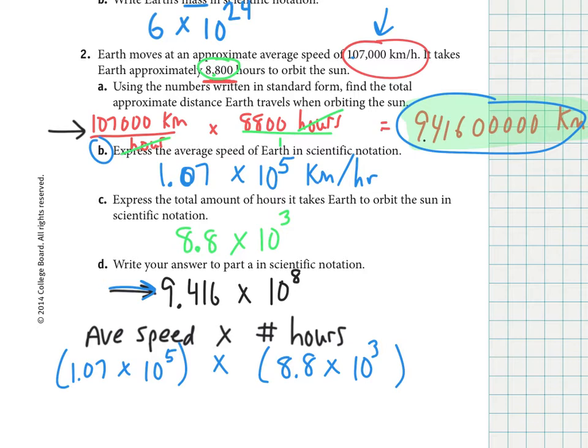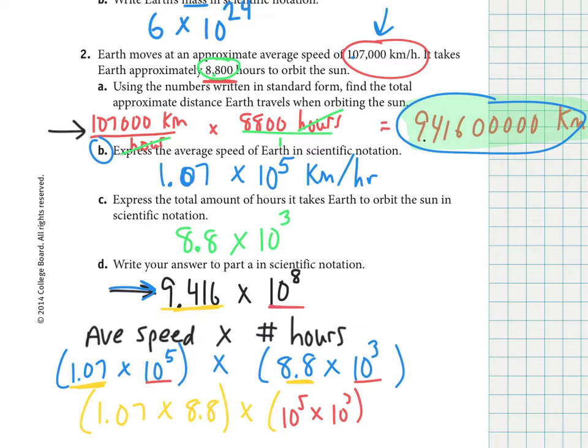So what I want you guys to take a look at, if we were to multiply the 1.07 times 8.8, that would actually equal the 9.416. And if we were to multiply the 10 to the 5th times 10 to the 3rd, remember our rules of exponents in the previous chapter? It said we can add those exponents. That would actually multiply to be 10 to the 8th.